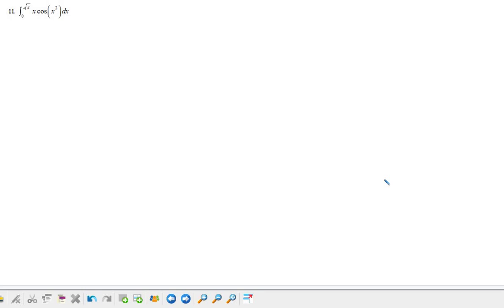Okay, number 11, same thing. So I have to make my u sub, and then I have to figure out my new bounds. So I'm obviously going to let u be x squared, because I can take the antiderivative of cosine, but I can't take the antiderivative of cosine x squared. So then du is 2x dx. So again, if I'm going to add in a multiply by 2, I have to take out a divide by 2.